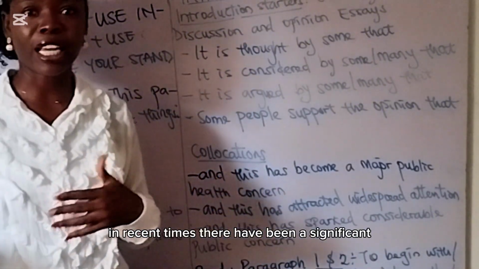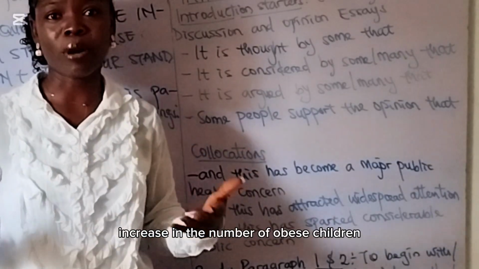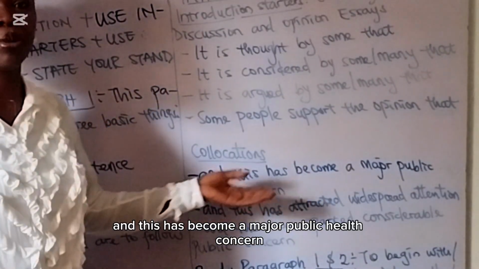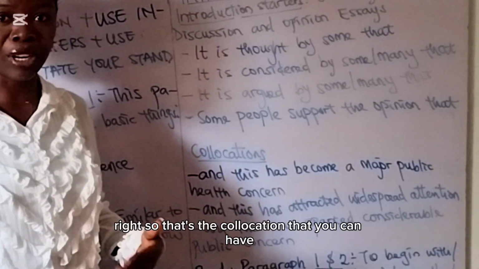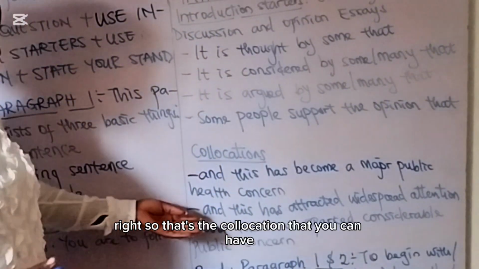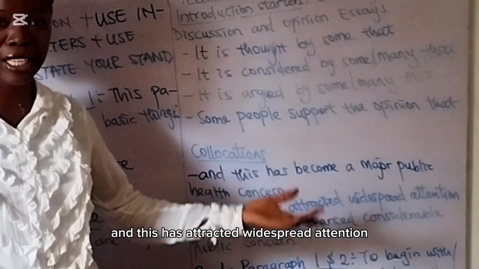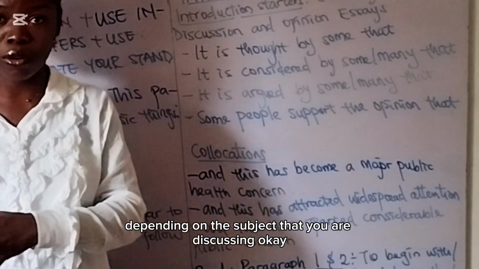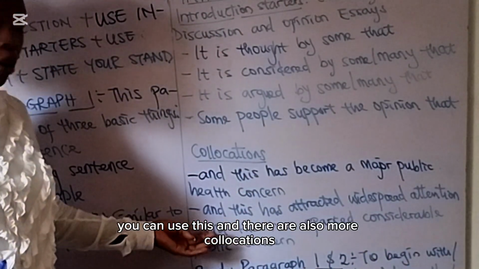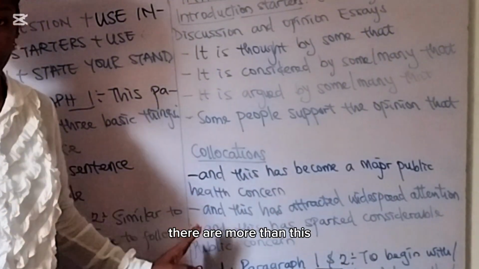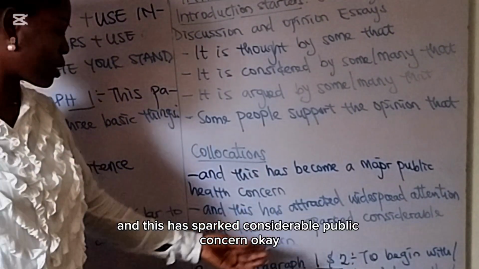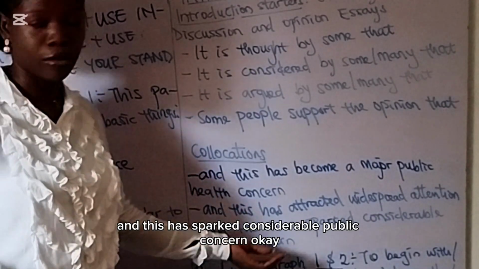Okay, in recent times there has been a significant increase in the number of obese children, and this has become a major public health concern. Right? So that's the collocation that you can add. This is another one, and this has attracted widespread attention. This is another example. Depending on the subject that you are discussing, you can use this, and there are also more collocations. There are more than this, but this is just to give us an idea. Okay, this is another one, and this has sparked considerable public concern.